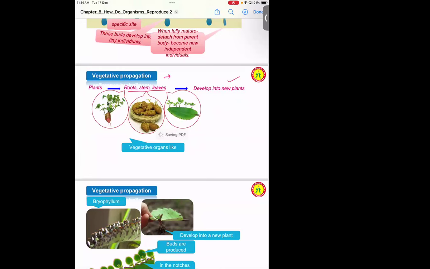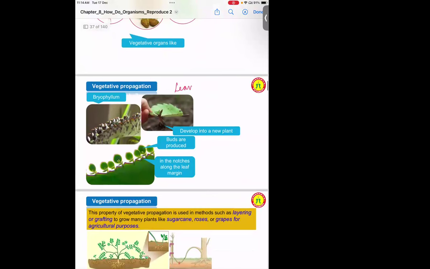Now, here you can see this is the example of the leaf. So, where is the vegetative part? It's a leaf. So, leaves are the vegetative part of it. Again, a very important question for the 1 mark. They generally ask you for the example. So name or write the example where vegetative propagation happens with the help of the leaf. So the answer is Bryophyllum.